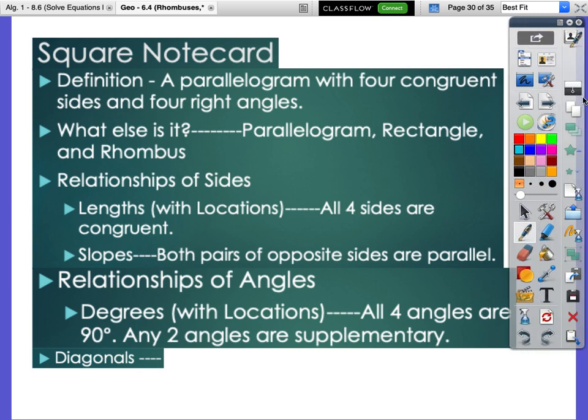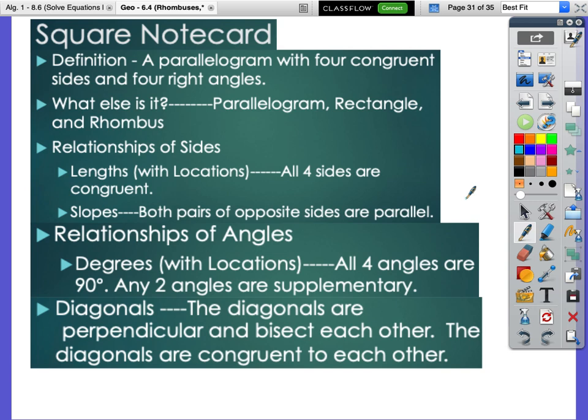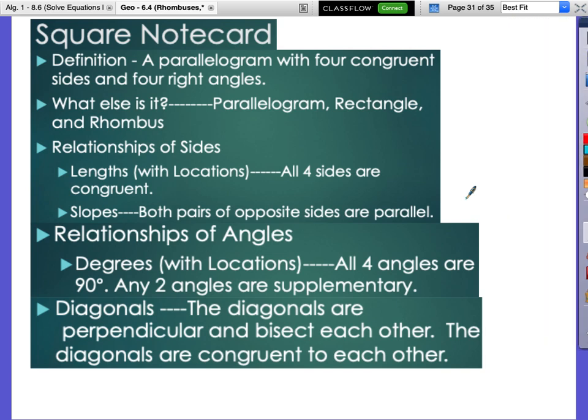Diagonals. Hey, there's a lot here. They're perpendicular and bisect each other, and they're congruent. So just like a rhombus, they're perpendicular and bisect each other, and just like a rectangle, they are congruent to each other. Yeah, or you can do the symbol.